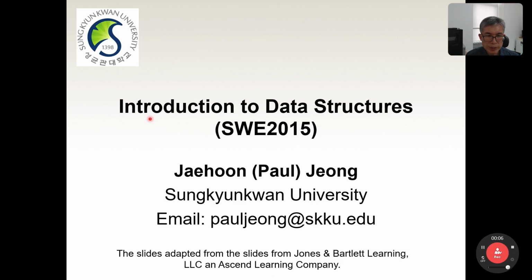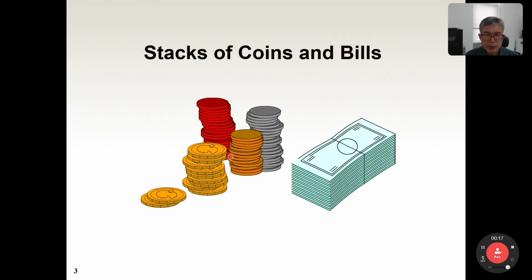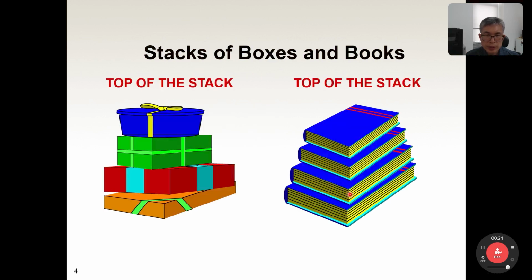I will explain Introduction to Data Structures. Today we will study Chapter 5, ADTs, Stacks, and Queues. This figure shows stacks of coins and bills. Also, we can see stacks of boxes and stacks of books. The top one is called the top of the stack. This book stack also has a top of the stack.